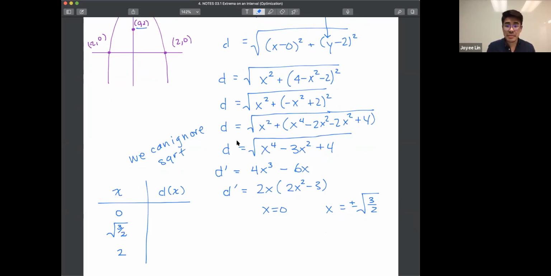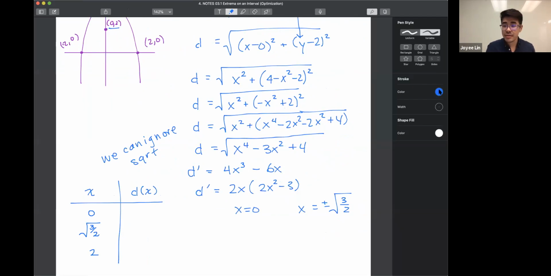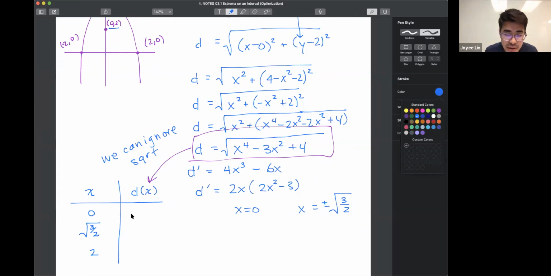And then I'm gonna plug them into my distance equation. Make a note here, this is my distance equation. This is the one I'm plugging into there. So let's go ahead and plug. So what happens when we plug in there? We just get square root of 4, right? And I don't need to evaluate.